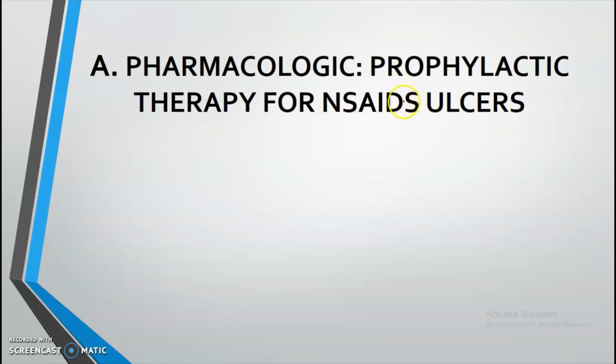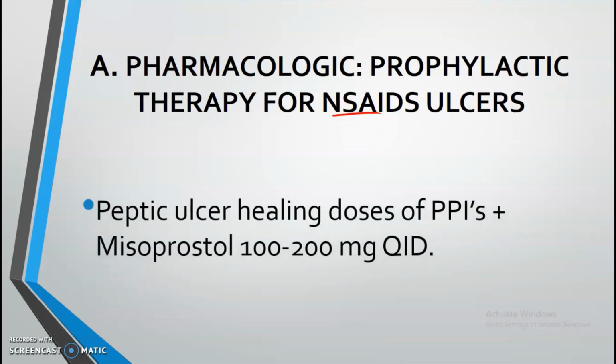Another pharmacologic intervention is the prophylactic therapy for NSAID ulcers. Prophylactic therapy means to prevent the occurrence of ulcers related to the use of NSAIDs. For this one, we use the peptic ulcer healing doses of PPIs, the PPI dose you give to patients who are healing ulcers, plus your misoprostol 100 to 200 milligram QID, or 4 times a day. So those are the pharmacologic management for your peptic ulcer disease.